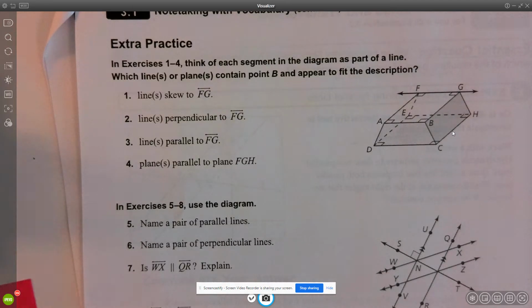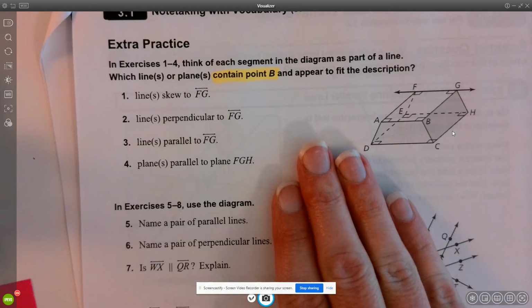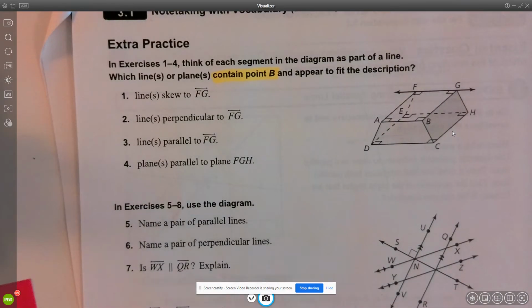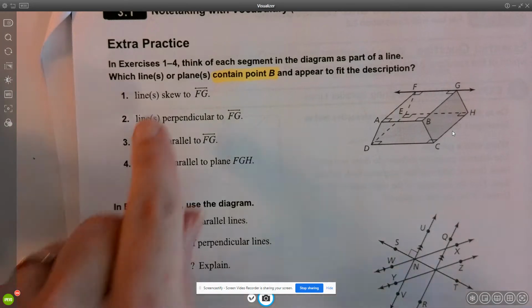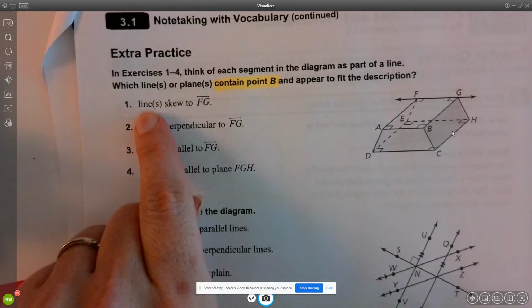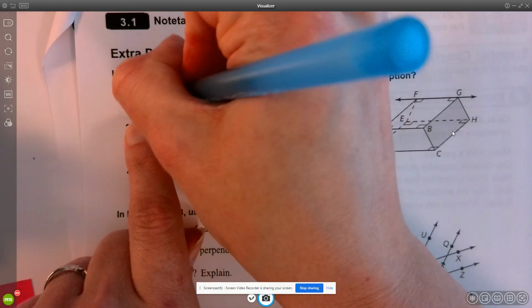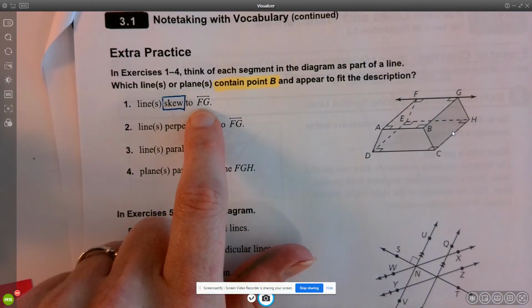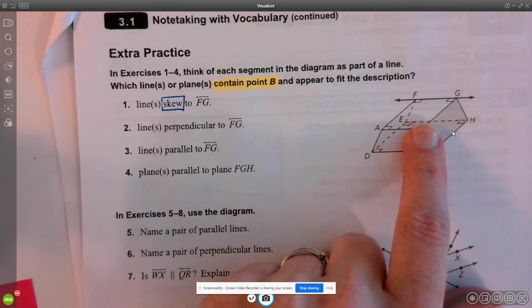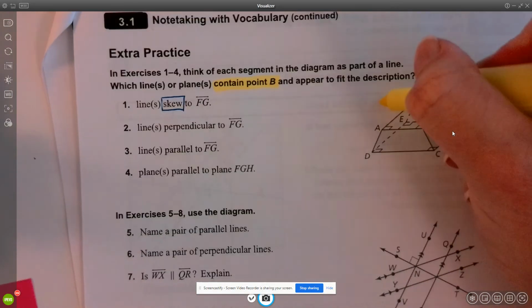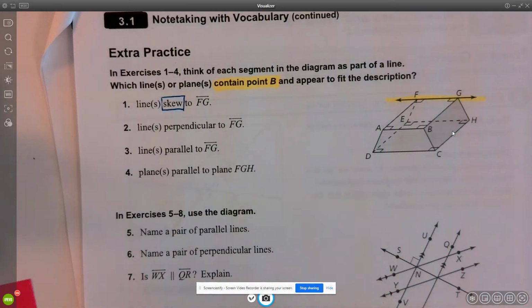In each of these problems, we're going to find which lines or planes contain point B and appear to fit the description. So remember, everything that we go to name in 1 through 4, they have to contain point B. So in number 1, we have to name a line or lines that are skew to line FG. And they kind of highlight line FG for us right here. They show it right here.